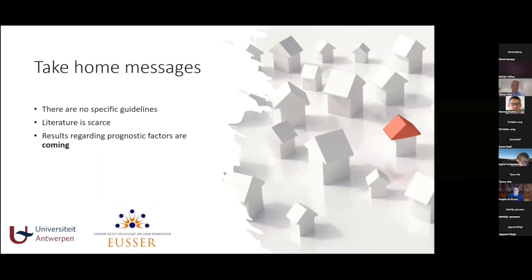I've drawn some take-home messages for you. The most important thing is to remember that there are no scientific guidelines for the postoperative rehabilitation after shoulder arthroplasty, and the literature is scarce. This is why we conducted the FINOSA study to search for prognostic factors, so physiotherapists and other clinicians can screen their patients and change the rehabilitation where necessary.